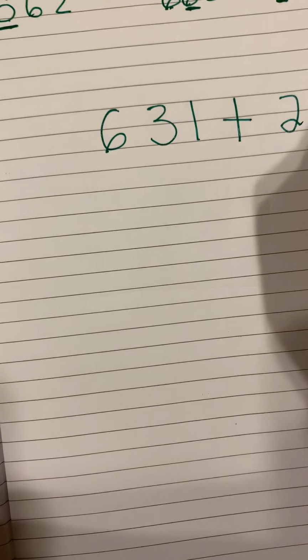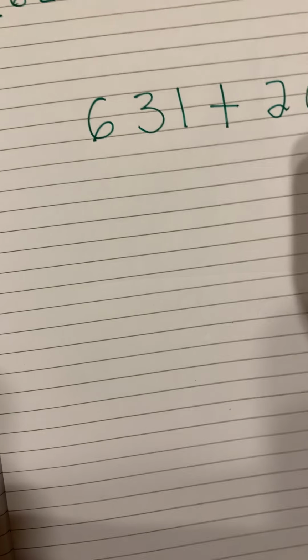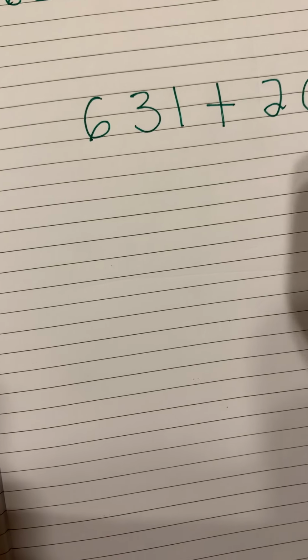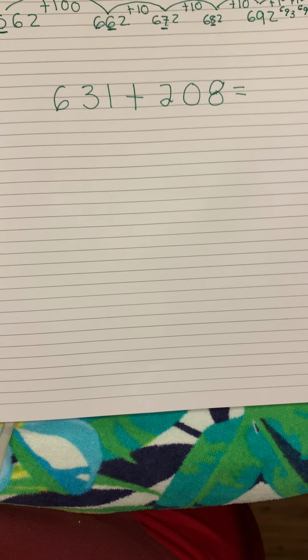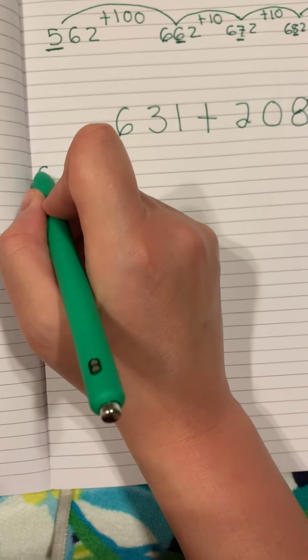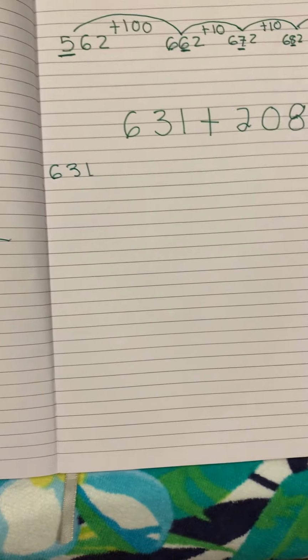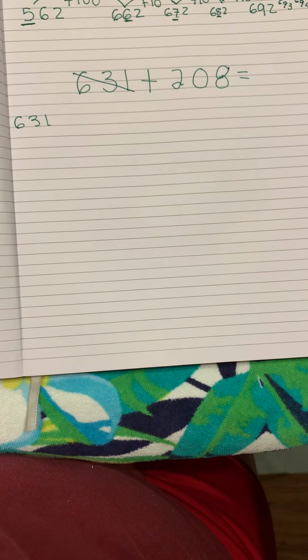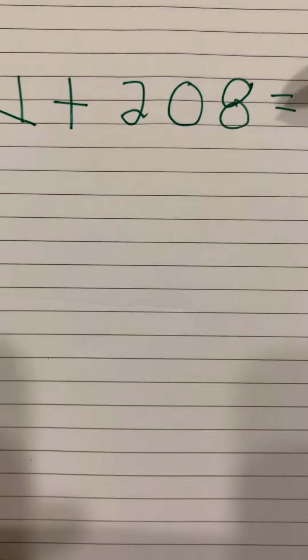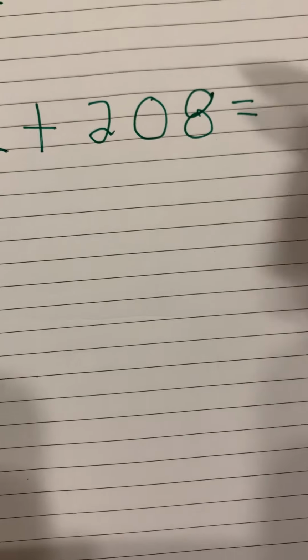Let's go ahead and do one more. We're going to add 631 plus 208. We're going to write the biggest number first on our number line, which is 631. Since we wrote it on the number line, we are going to cross it out. Then we are going to focus on the other number, and we're going to label our place value.